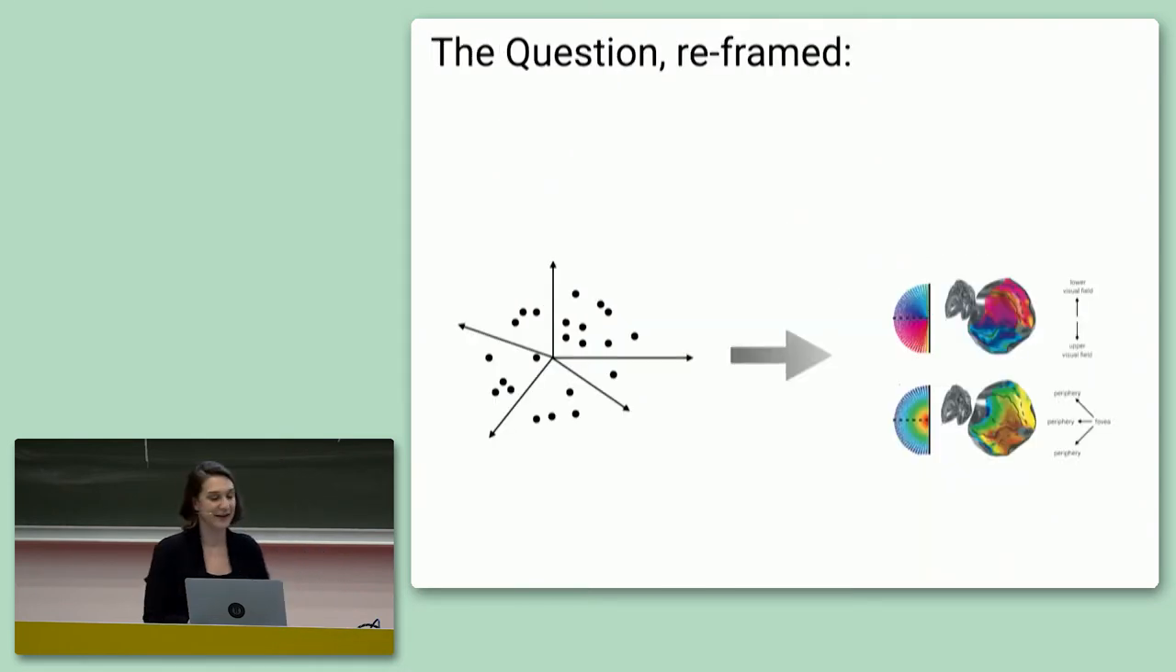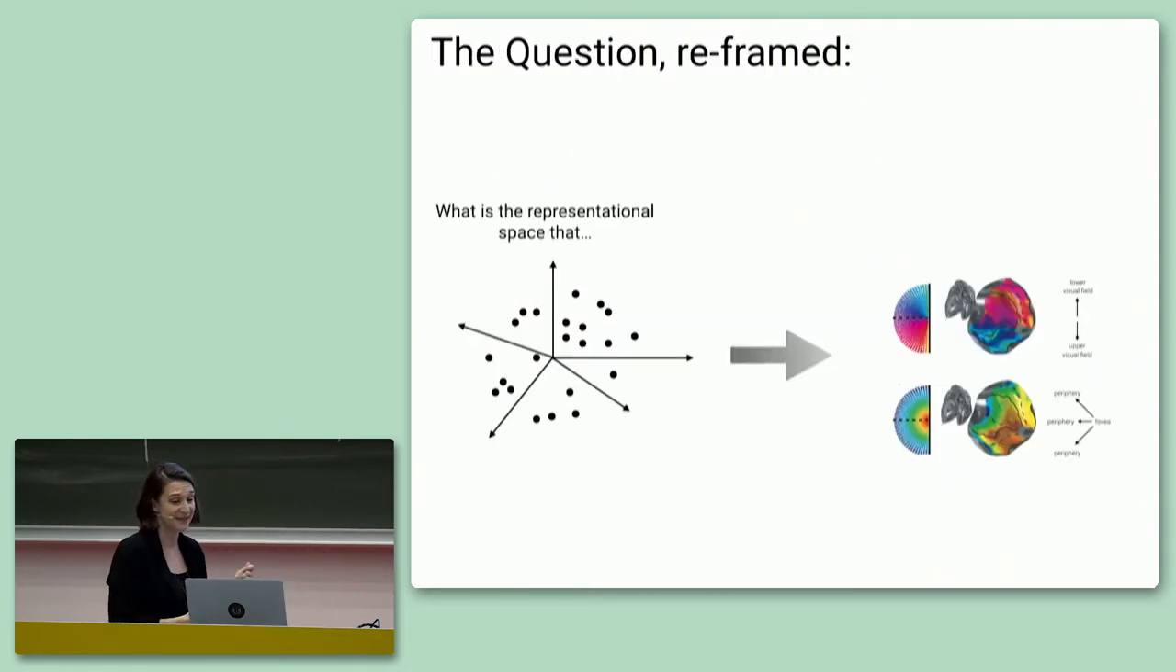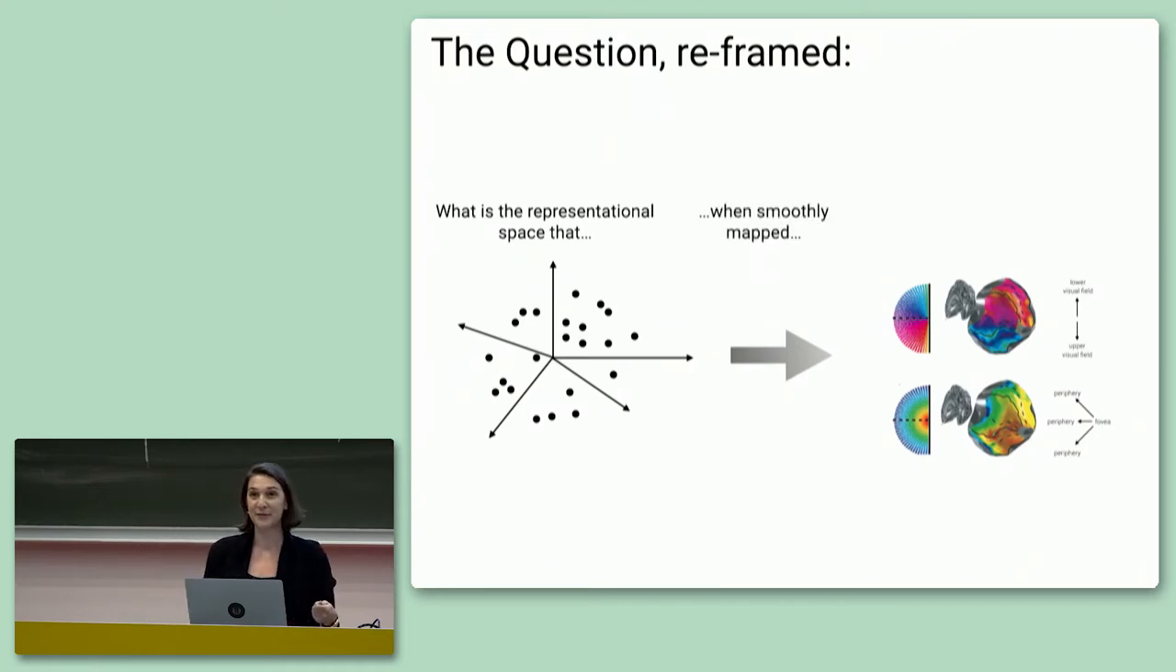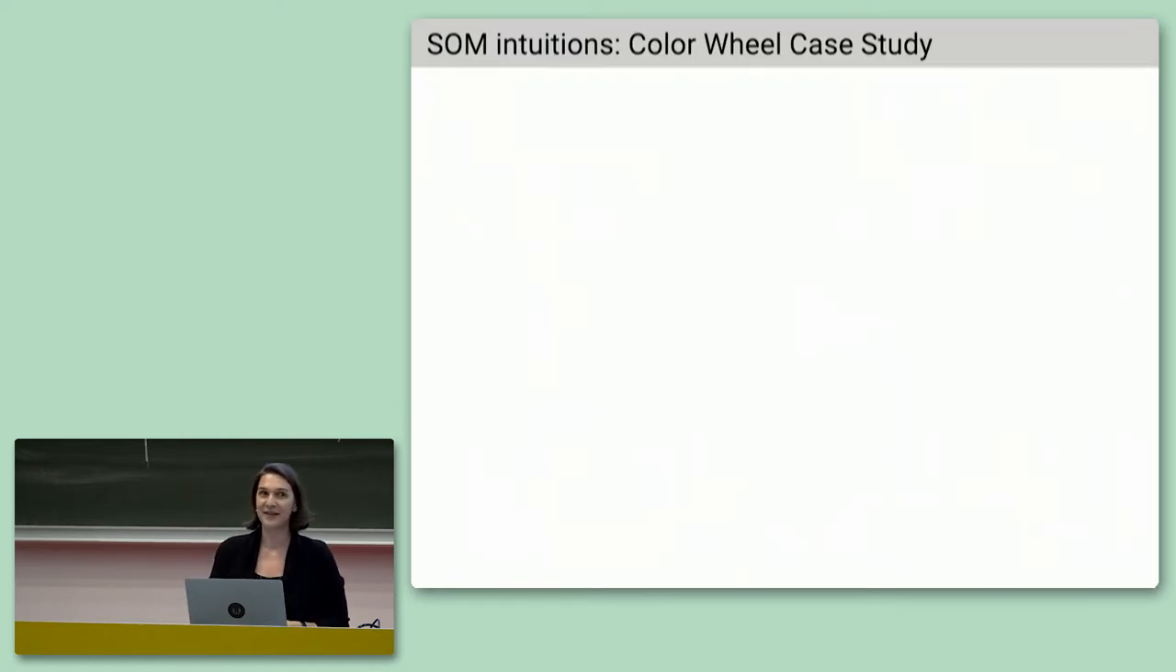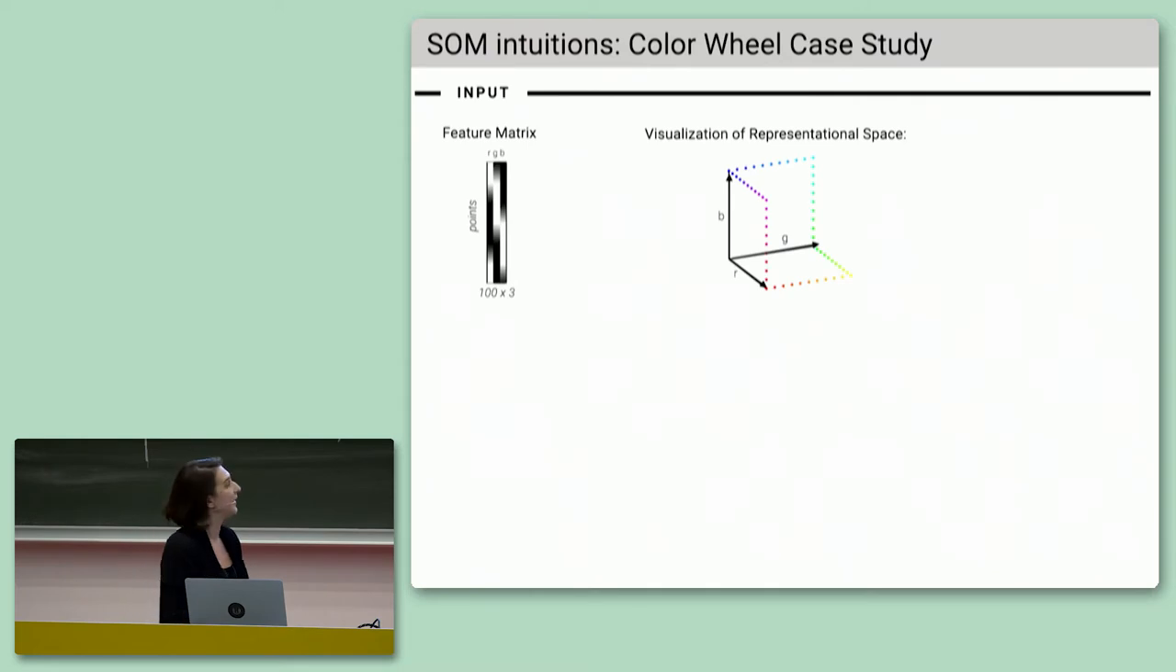And so the question then is, what is the high-dimensional representational space that, when you smoothly map it, gives rise to this large-scale organization that I just showed you? And to give you some intuitions about how the self-organizing map works before I get into visual areas, I'm going to just show you in a color wheel. So what you specify as input is a feature matrix. That is, it's got a lot of points among some dimensions. So each color you can represent as RGB, so three different dimensions. I put 100 points in here.